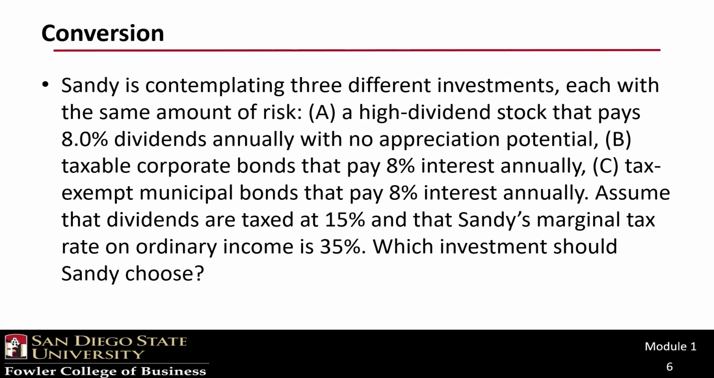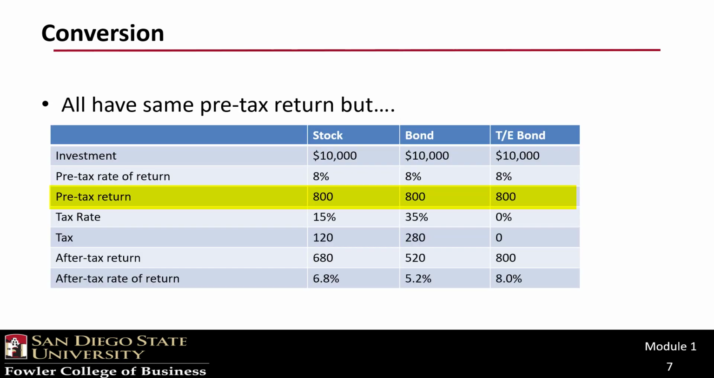And assuming that dividends are taxed at 15% and that Sandy's marginal tax rate on ordinary income is 35%, which investment should Sandy choose? Because these all have the exact same pre-tax return. And we're going to wave our hands at differences in risk and volatility and these other things. And we're going to assume that the risk profile for all 3 of these is the same, though that is completely unrealistic. So if they all have the same pre-tax return of $800, then really what it boils down to is an examination of the after-tax return.